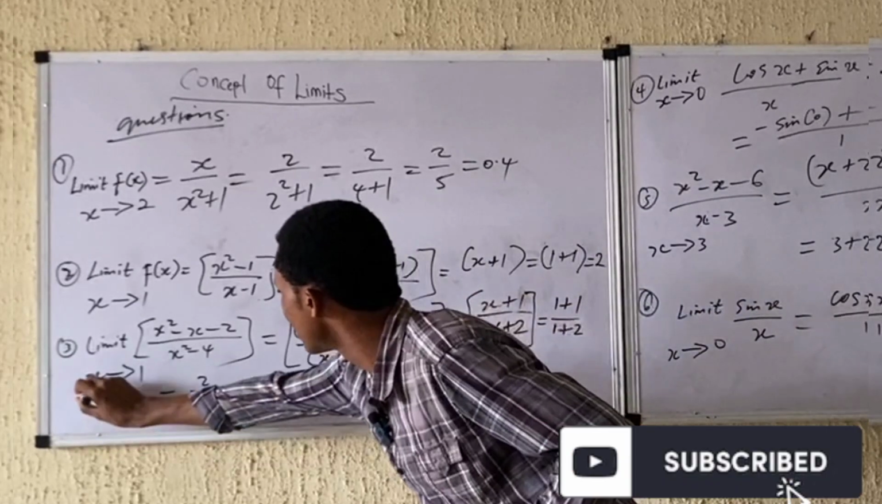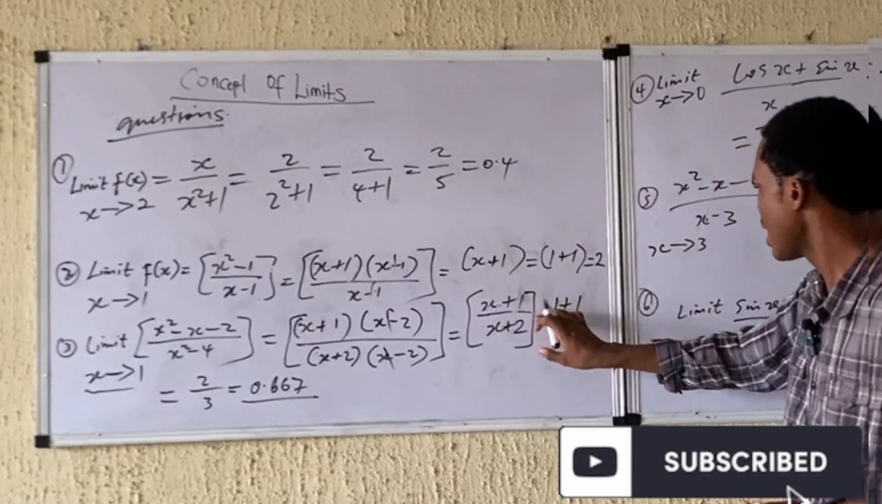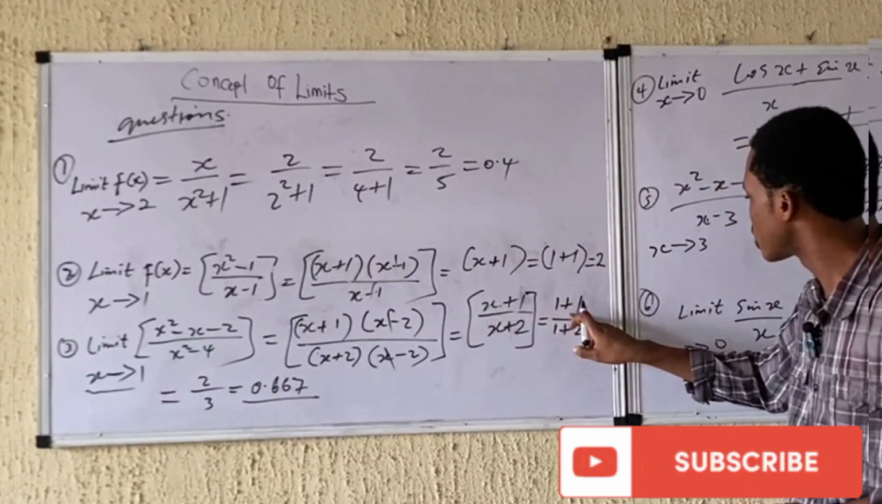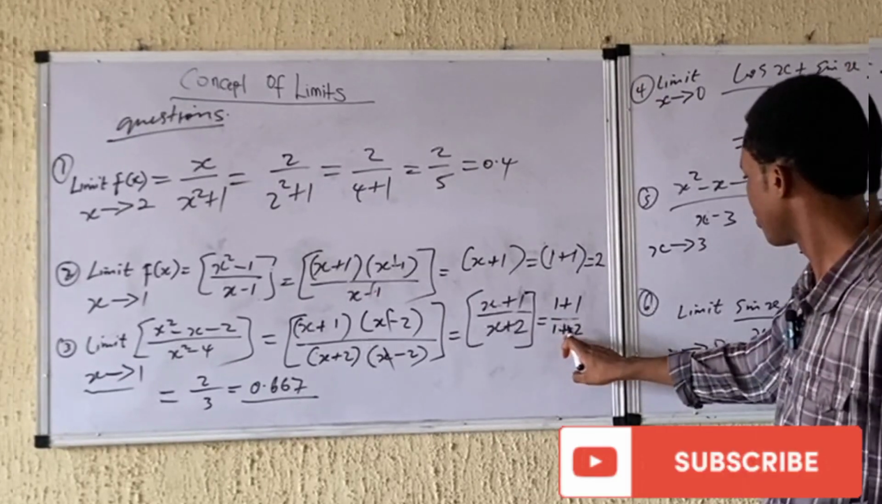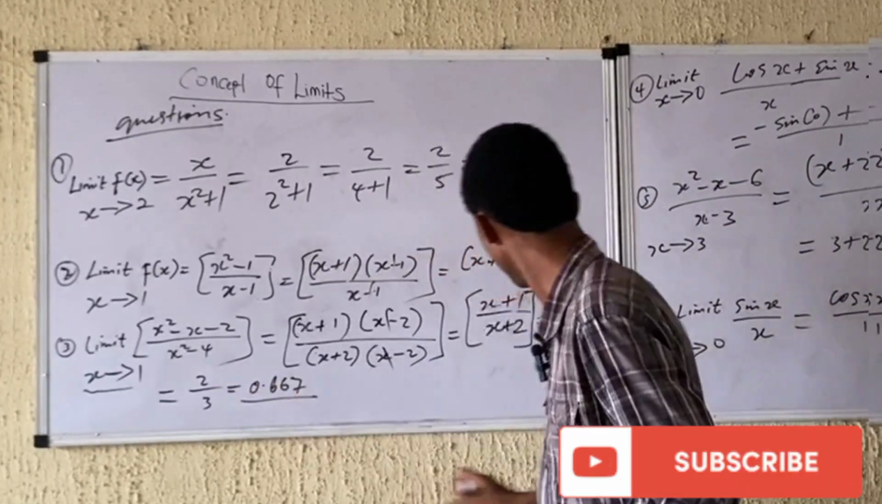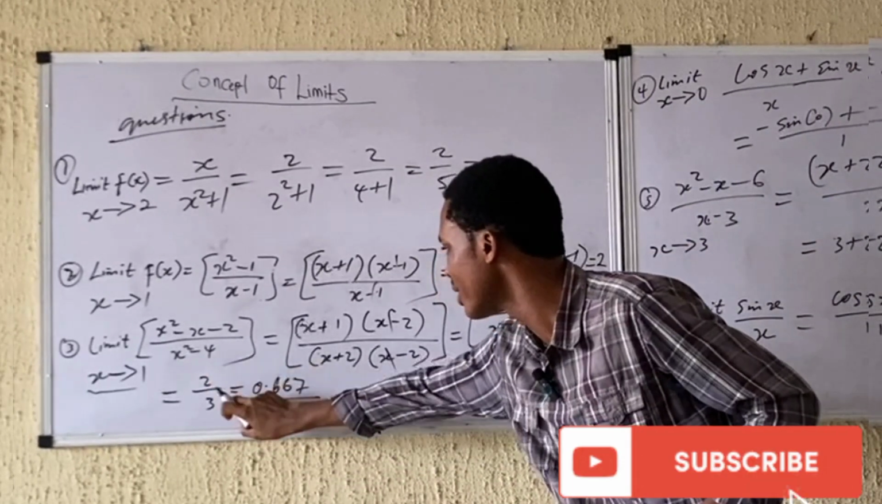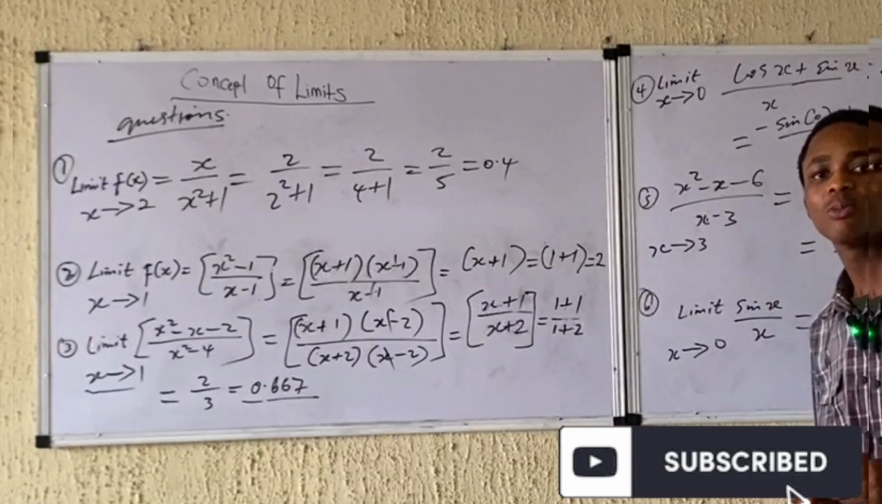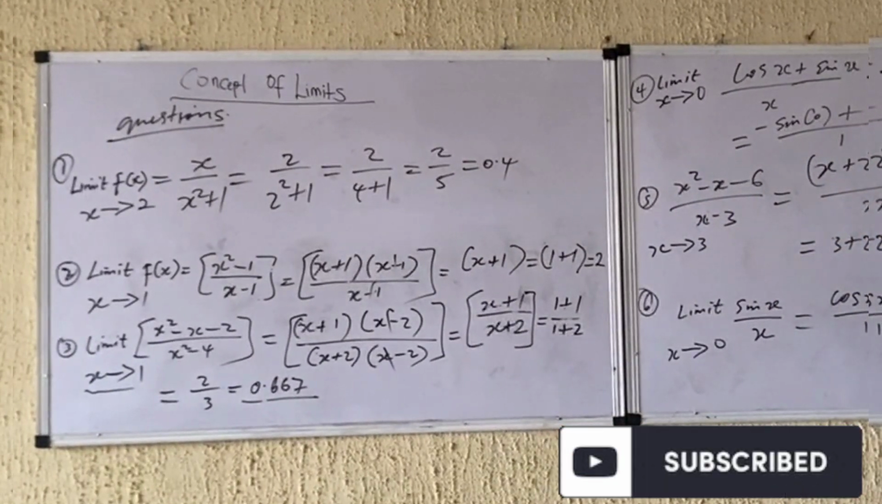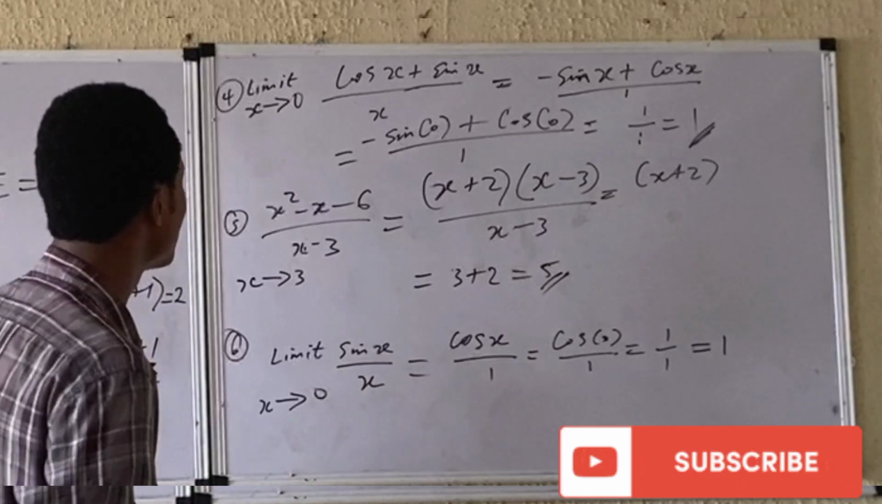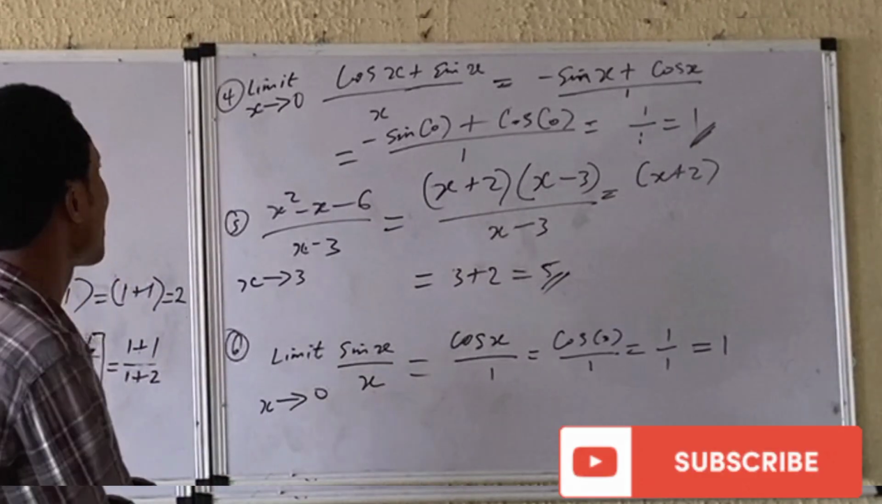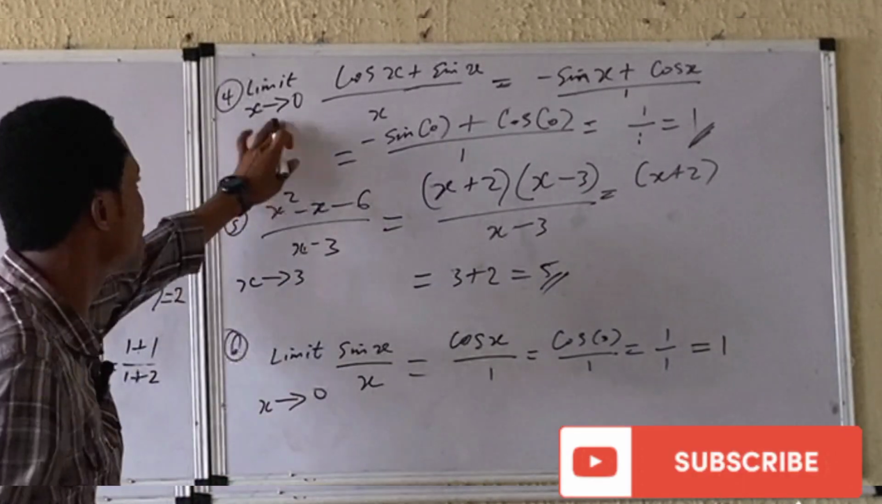Remember, as x approaches 1, we have 1 plus 1 all over 1 plus 2. 1 plus 1 gives you 2, 2 plus 1 gives you 3. So 2 divided by 3 will give us 0.667. Question 4, find the limit of f of x as x approaches 0.